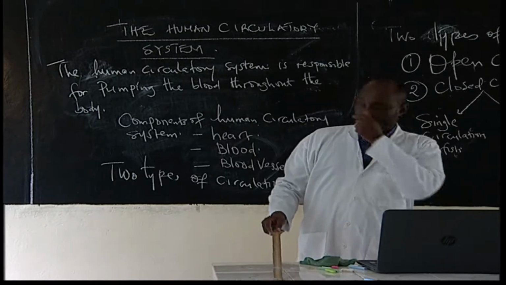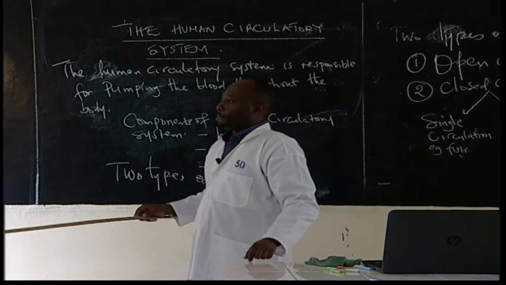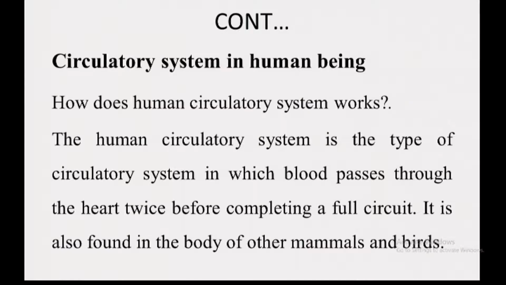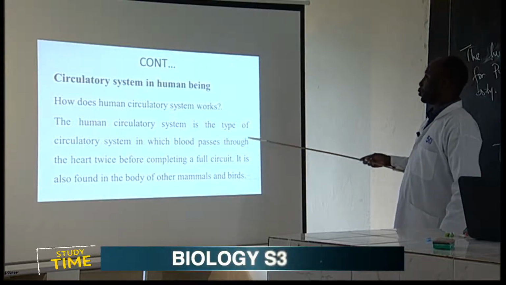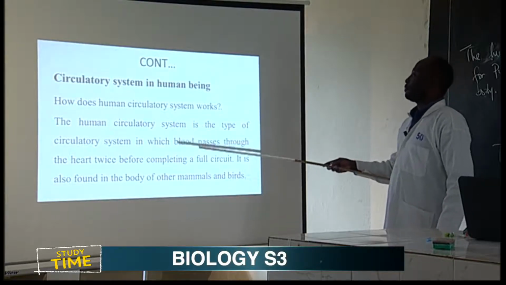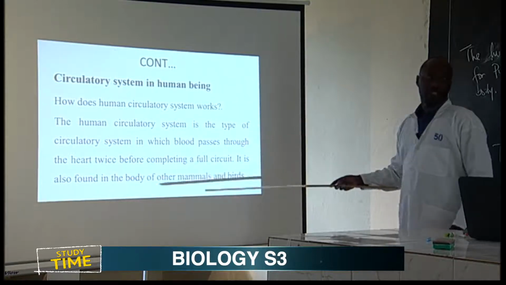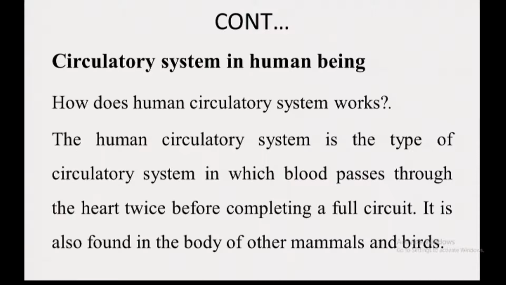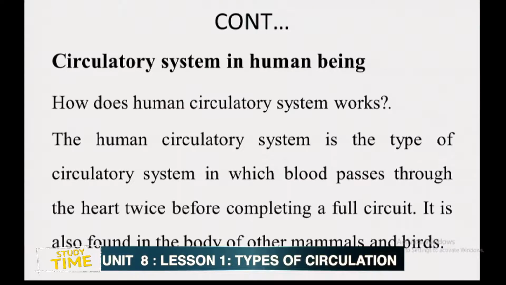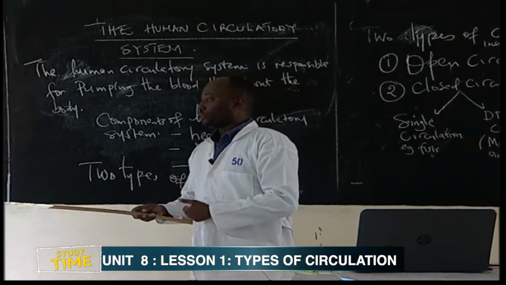Let's talk about something which is very interesting: the circulatory system in human beings. How does the human circulatory system work? The human circulatory system is the type in which the blood passes through the heart twice before a complete circuit. The blood has to pass through the heart twice to make a complete circuit. So it means that it is a double circulation.